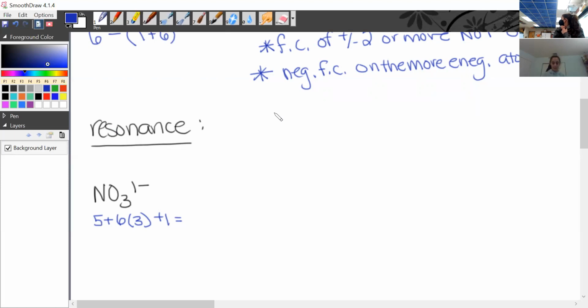On the equation you wrote right there, the +1 at the end is the charge. Yes. All right. So 6 times 3 is 18, 19, 24. 24 electrons. Divide by 2 to get pairs. 12 pairs of electrons.